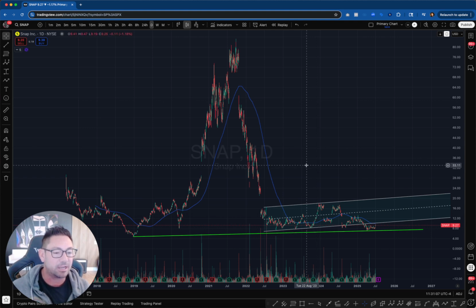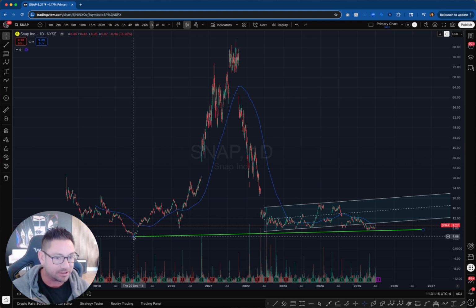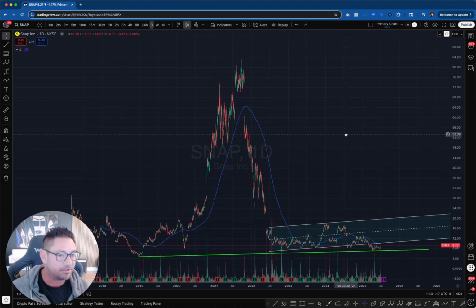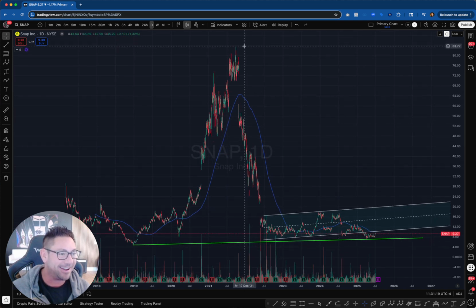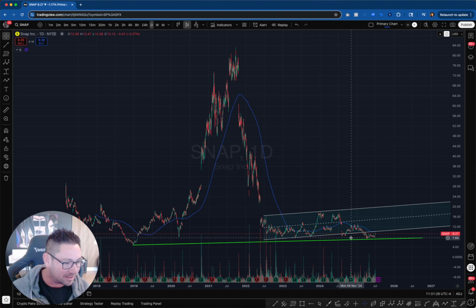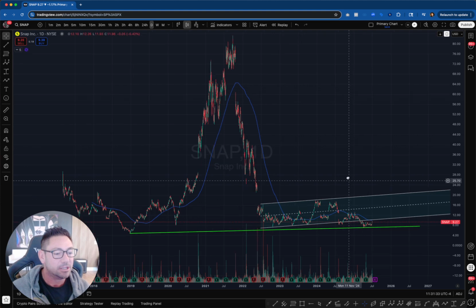So first thing I want to look at is the zoomed out view. We want to show you where it IPO'd, where it came down to as low as about $5. Then it rallied all the way up to almost $84. And then what did it do? Yeah, it absolutely fell down to a very low point of $7.52 or 46 cents.